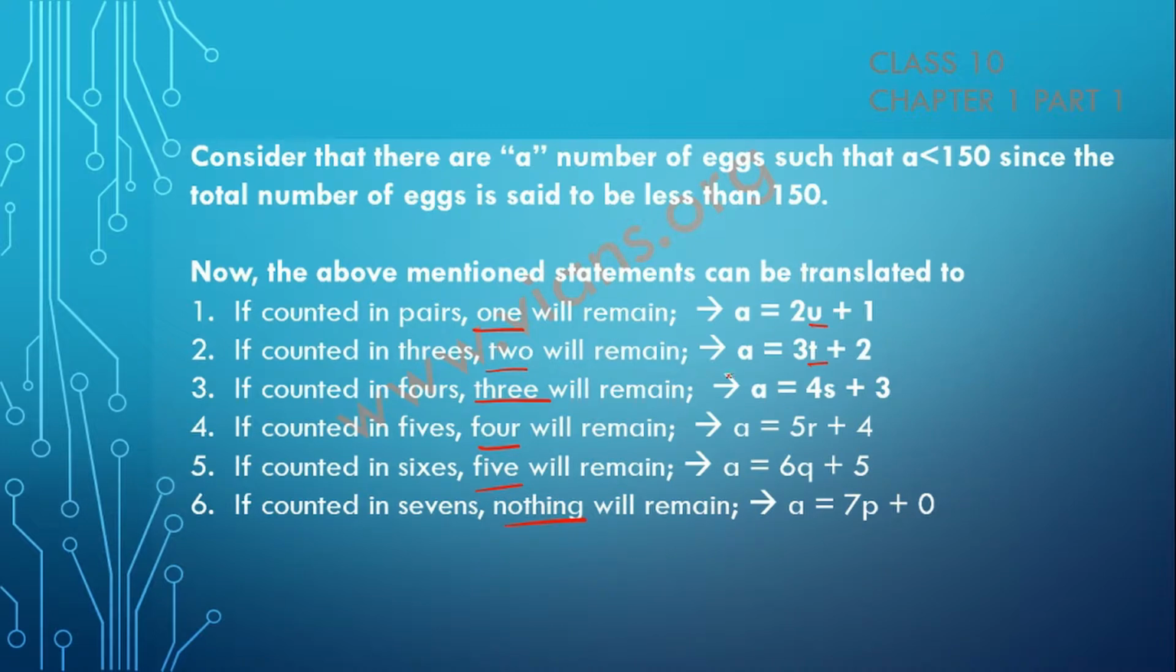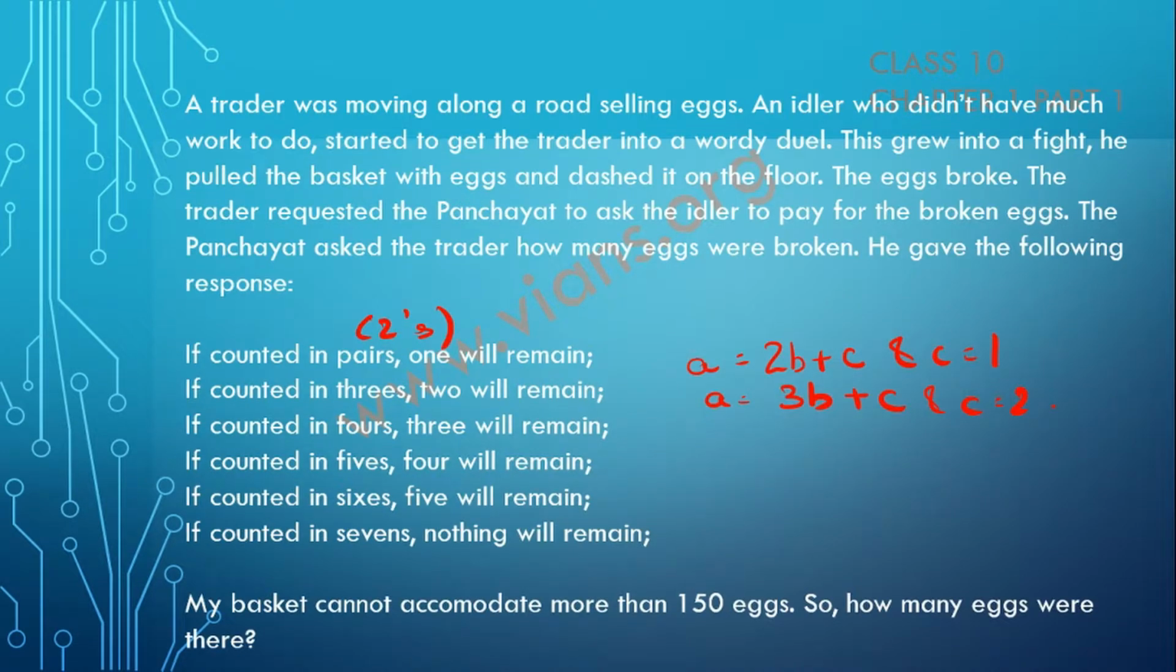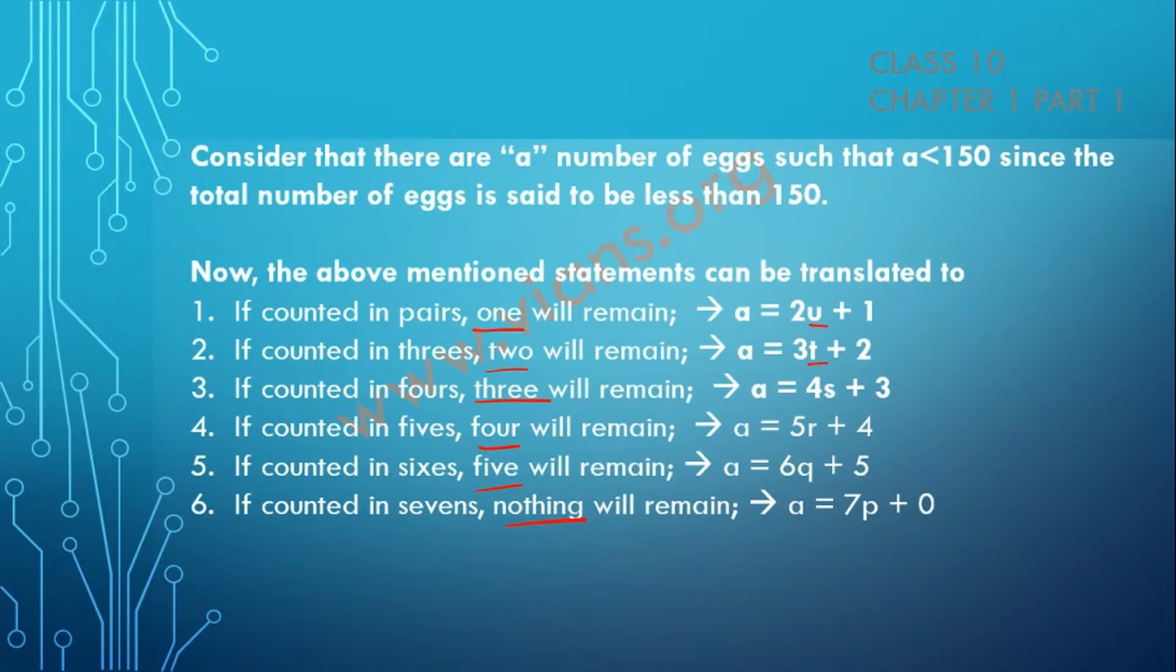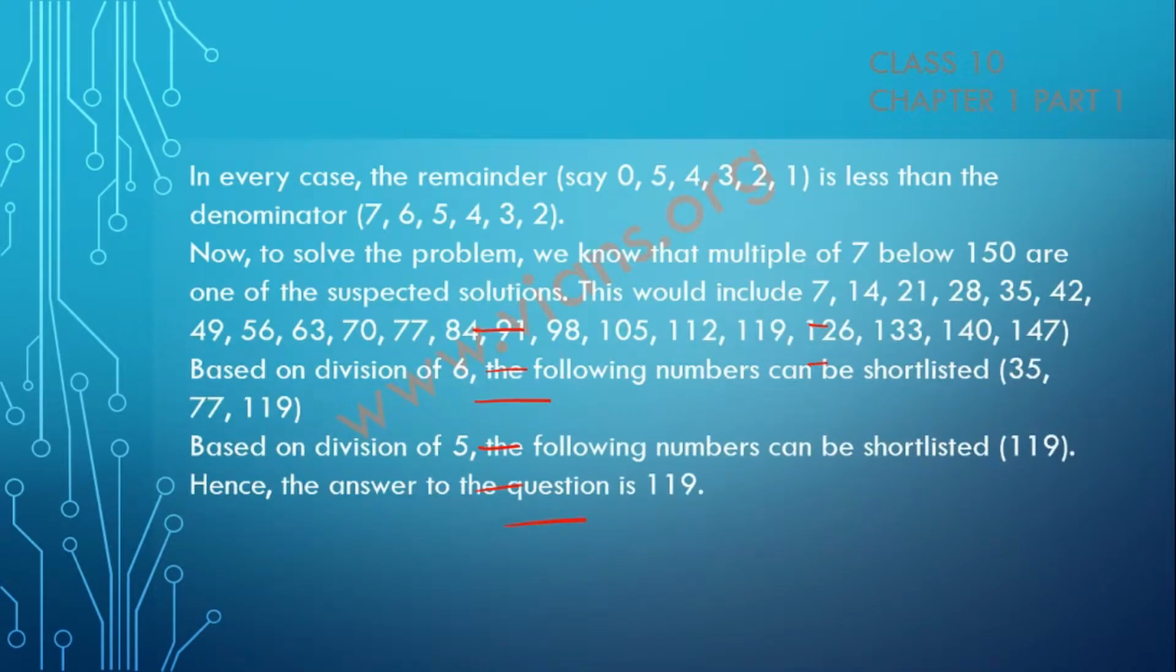And once we've written down this equation, we also know that the basket cannot accommodate more than 150 eggs, and that when counted in sevens, nothing will remain, which means that the number, whatsoever it is, is lesser than 150, and it is perfectly divisible by 7. So if you find all the numbers that are perfectly divisible by 7, what would we get? We would get some numbers such as 7, 14, 21, 28, 35, and a list of these numbers.